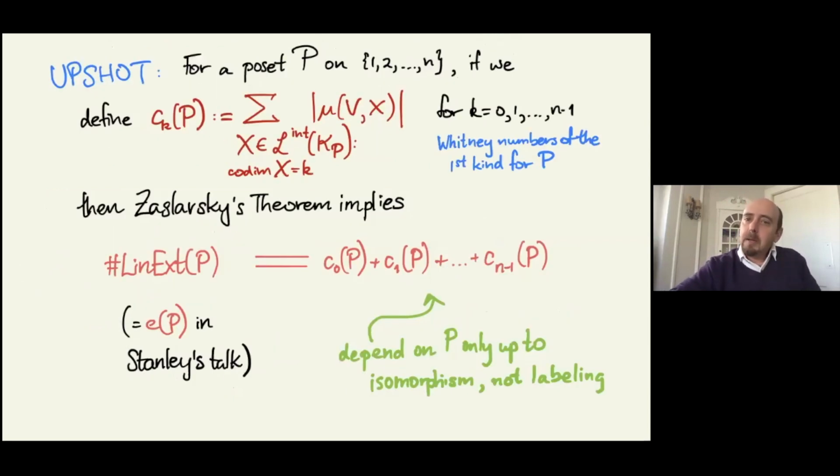And now if we think about what Zaslavsky's second theorem was telling us, this says, whenever we have a poset on the numbers 1 through n, we define these Whitney numbers for its cone. I'm just calling it c_K(P), but it's really the signless Whitney number of the first kind for the cone corresponding to P. And so that's the sum of these Möbius function values. Question in the chat.